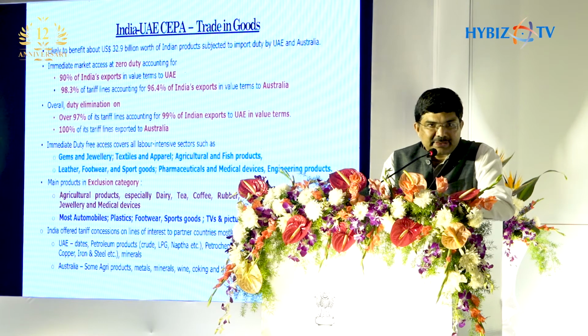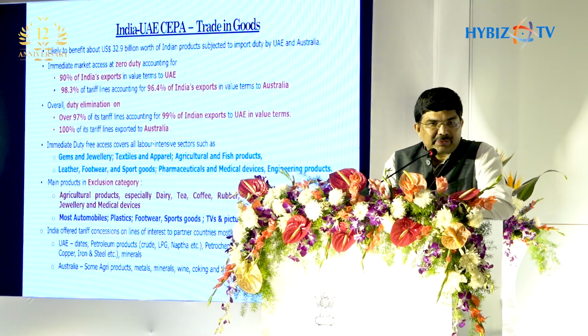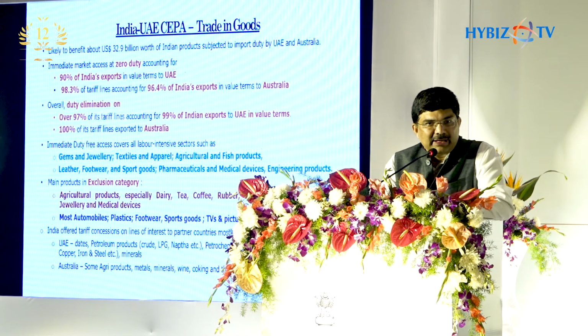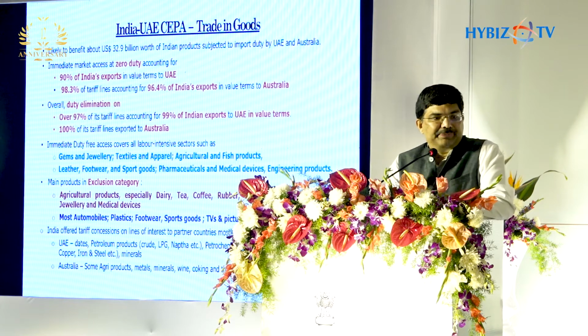And I would also like to emphasize that whatever concessions we have given to these two countries will serve as raw materials to the Indian manufacturers, and we can also benefit the domestic consumer as well as the export markets. For example, we have given concessions to import polyethylene and polypropylene from UAE to India, which will benefit our plastic industry. We are giving 1% duty concession on import of gold, which will benefit our MSME in the jewellery sector.